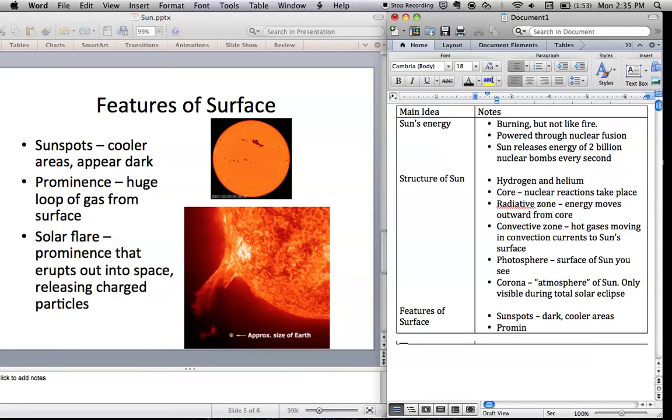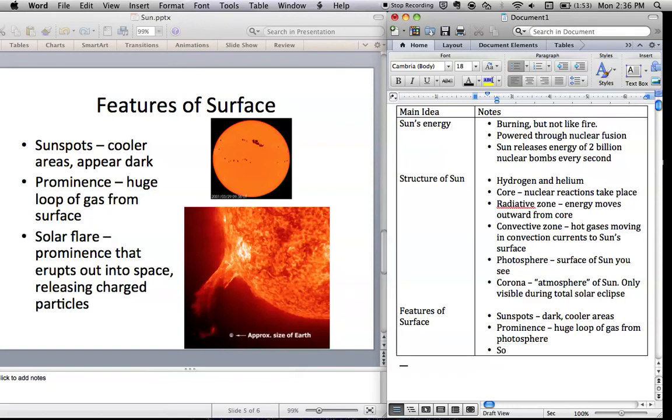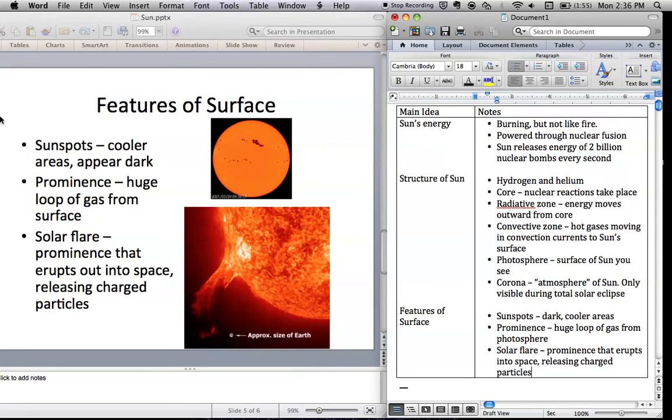Next, you have what's called a prominence, which is a huge loop of gas from the surface, the photosphere. You can see this huge leaping thing of gas. There's an Earth next to it for comparison. Obviously, the Earth is much farther away, but this gives you an idea that this prominence is easily 20 times the size of our planet. A solar flare is a prominence that erupts into space, releasing charged particles.